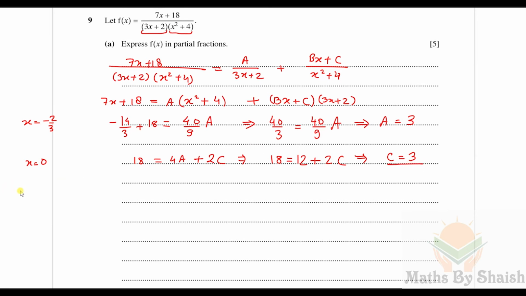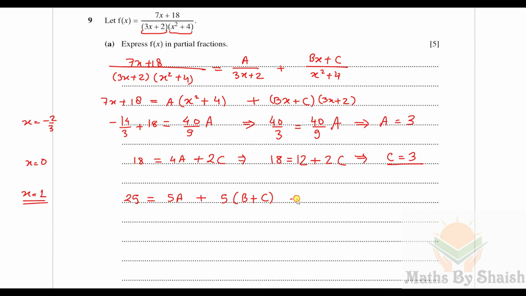And now we'll put x equal to 1. We can put x equal to minus 1, minus 2, anything, but I'll put x equal to 1 so that it will be simplified. 18 plus 7 is 25, equal to a, x is 1, so 5 times a, plus b plus c, since 3 plus 2 is 5, so 5 times b plus c.